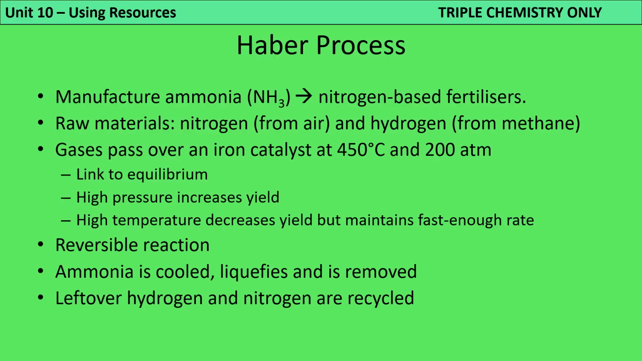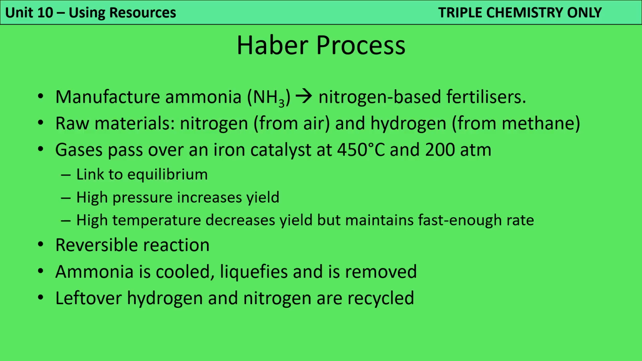The Haber process is a really important industrial chemical process used to manufacture ammonia for making fertilisers. It's made out of nitrogen, which is extracted from the air, and hydrogen, which is made by reacting methane with steam. The nitrogen and hydrogen are passed over an iron catalyst at 450 degrees C and 200 atmospheric pressures, and you need to be able to explain why these reaction conditions are used.